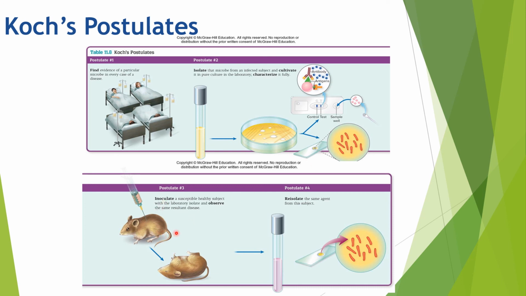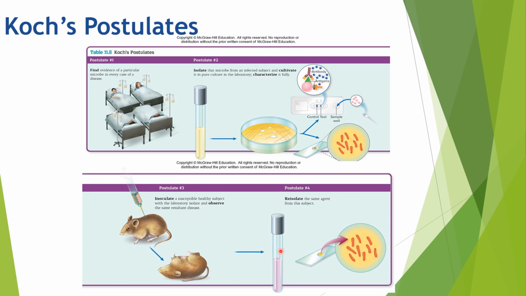step number 3 would be go ahead and take that pathogen and inoculate it, basically inoculate a healthy subject. Okay, so what he did was, let's say for example, you are going to inoculate it into a healthy rat. Now, if this healthy rat went ahead and got sick with the same disease, okay, then it's a sign, right, that they have the same one.